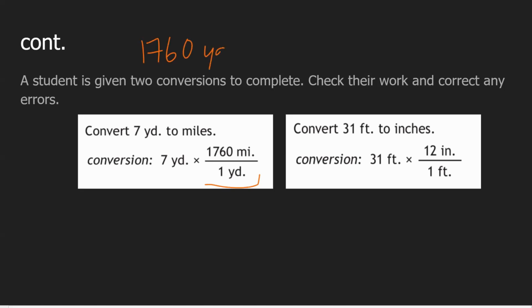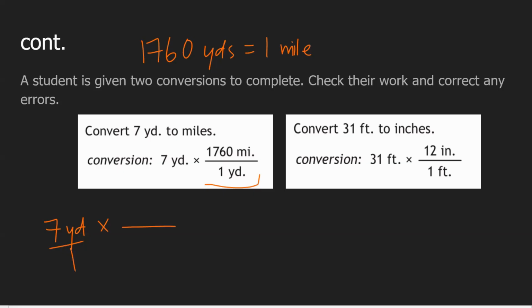1,760 yards is equal to 1 mile. So in order to do this, we first want to write down the unit that we want to convert, which is 7 yards. And we want to multiply this by a fraction. In order to help you better understand, I want to turn the 7 yards into a fraction. So I want to make it over 1.